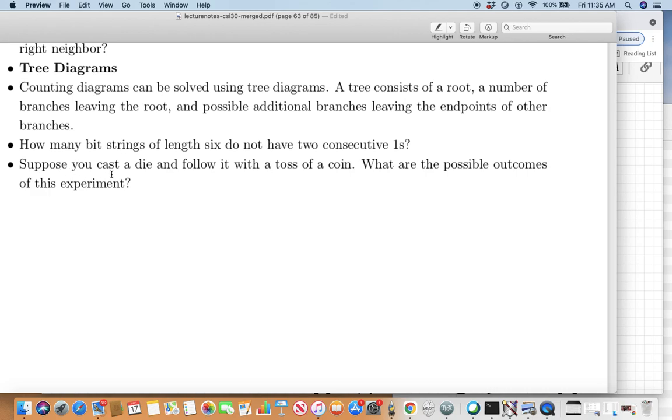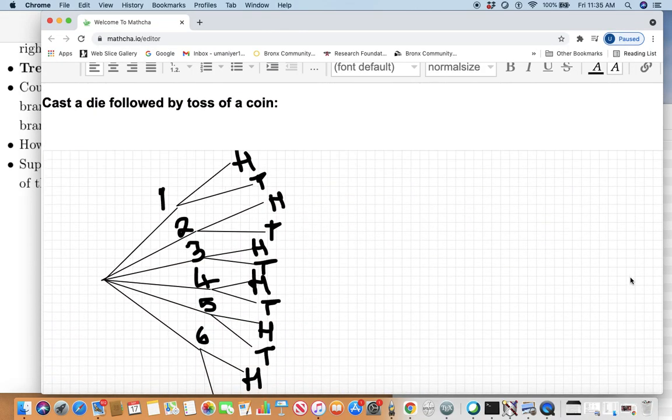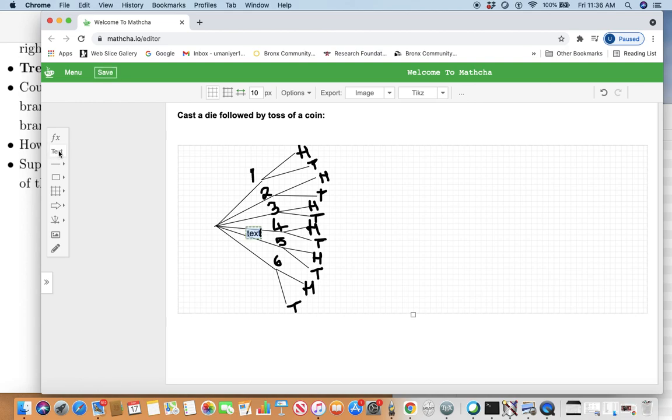Here is another example. Suppose you cast a die and follow it with a toss of a coin. What are the possible outcomes? Well, here, first I cast a die and then toss a coin. So I could get a 1 and then heads, or 1 and then tail. Or I could get a 2 and then a head, and so on. So here are the possibilities. Let's list them down.